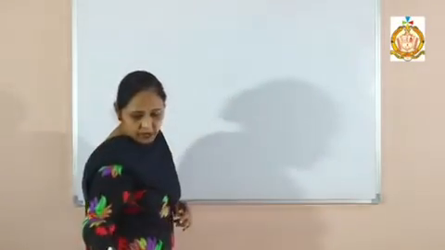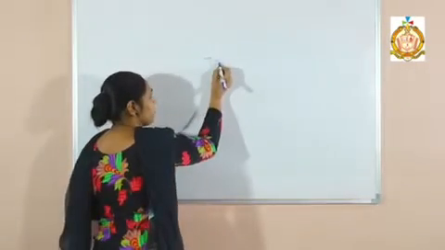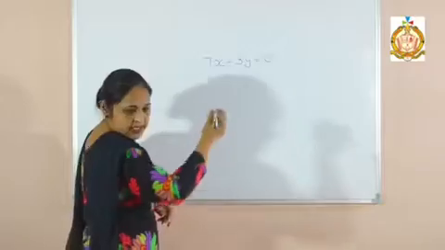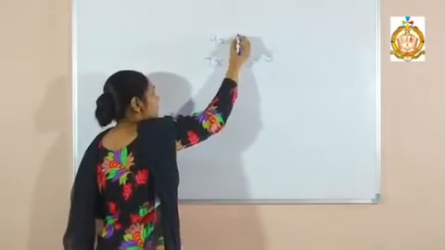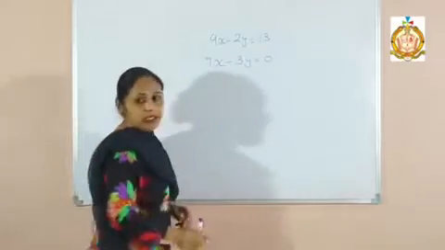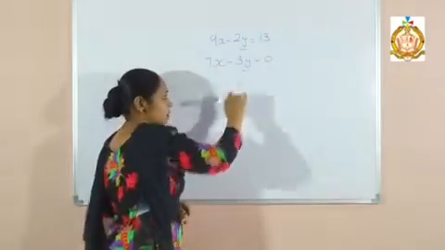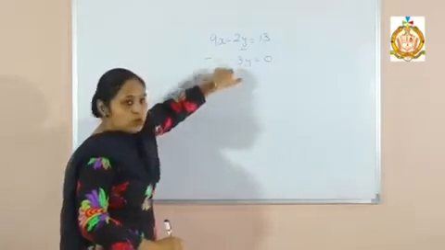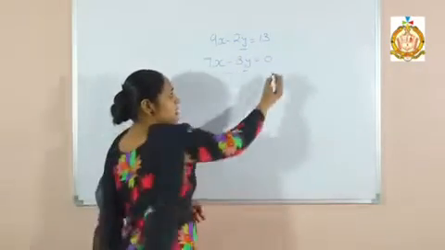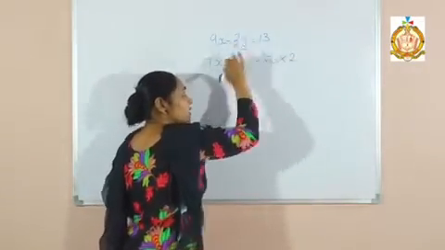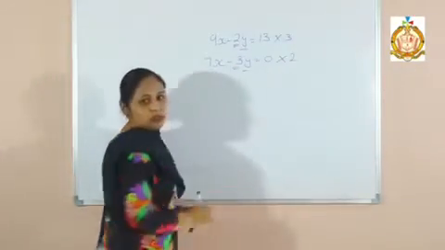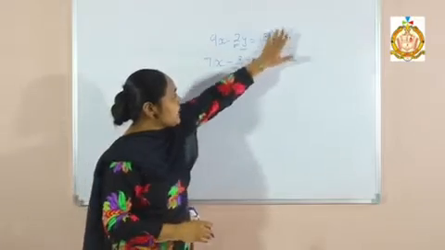In the same sum, the first statement is 7x minus 3y equals 0, and the other statement is 9x minus 2y equals 13. These two statements are there. Now I want to equalize this y. Now the signs are the same, so no need to change the sign. There is 2, there is 3. This statement will be multiplied by the 2 taken from this one, and this statement will be multiplied by the 3 taken from this one. Now same concept, we have to multiply each number.